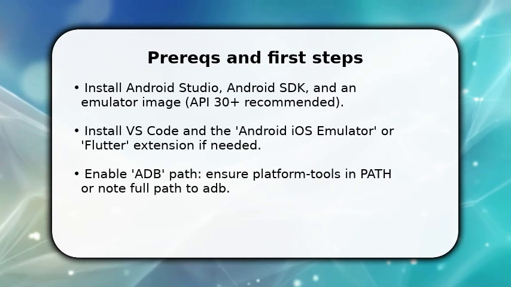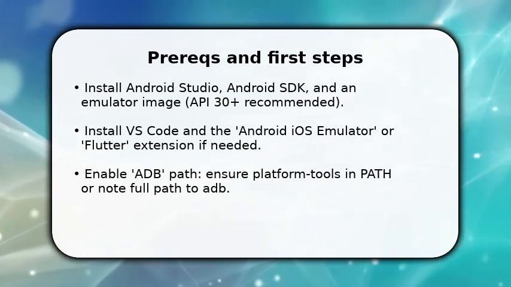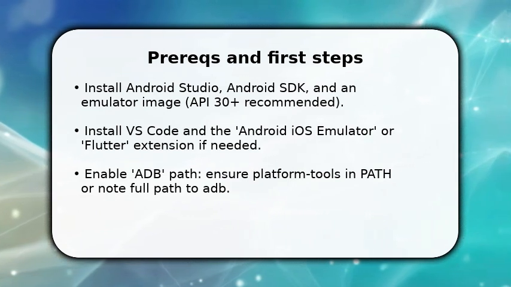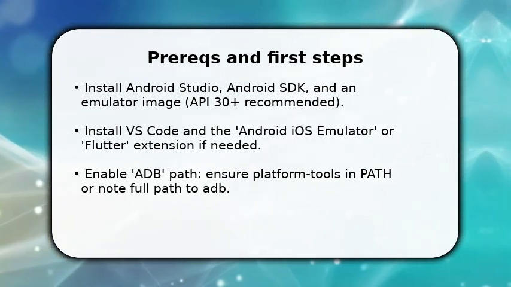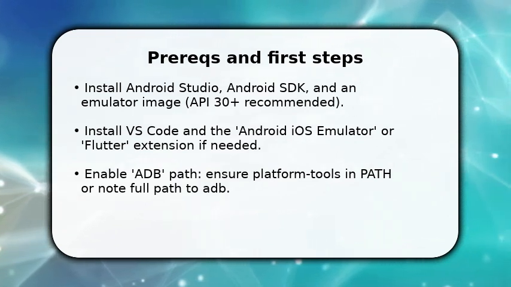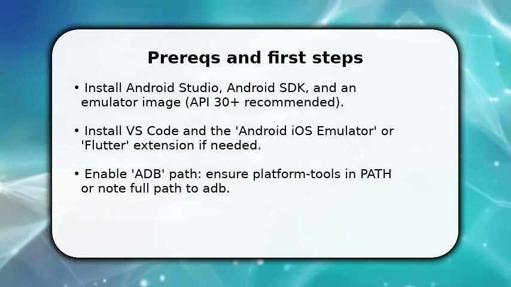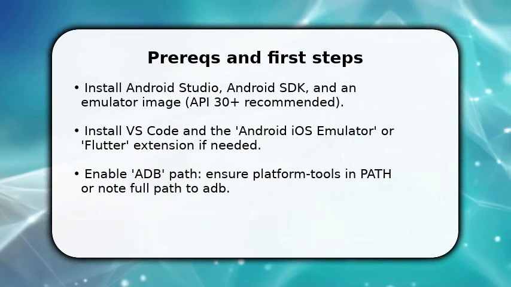You start by confirming prerequisites: Android Studio with an emulator image and VS Code installed. Open Android Studio, launch the emulator, and note that the emulator boots fully. Once done, make sure your ADB is available. Add Android SDK/platform tools to your path or copy the full ADB path.